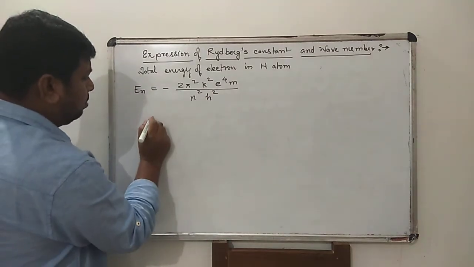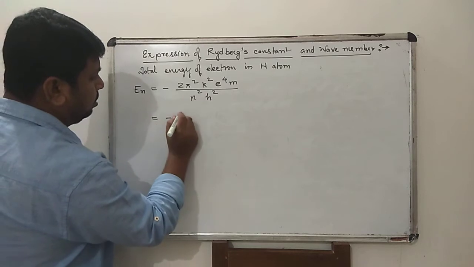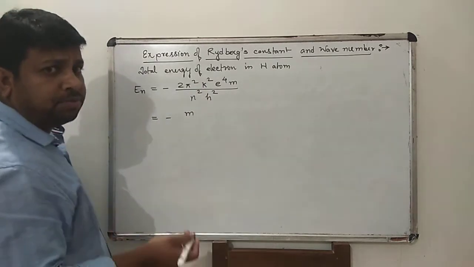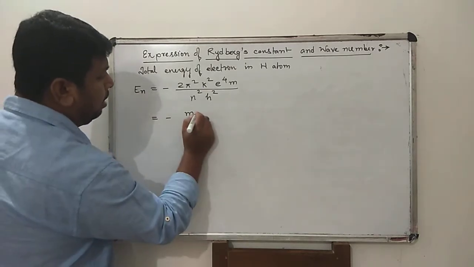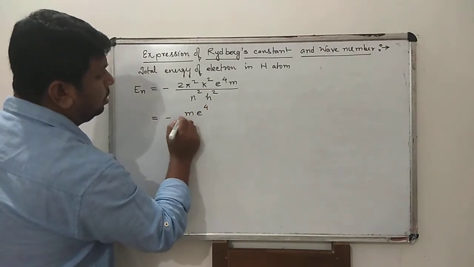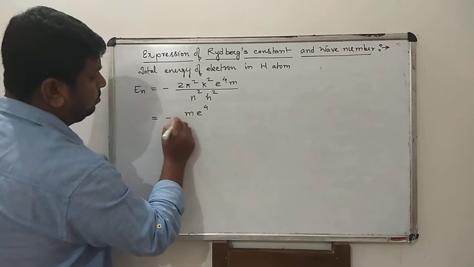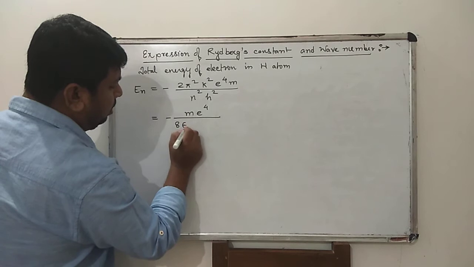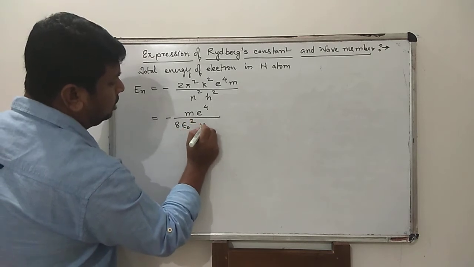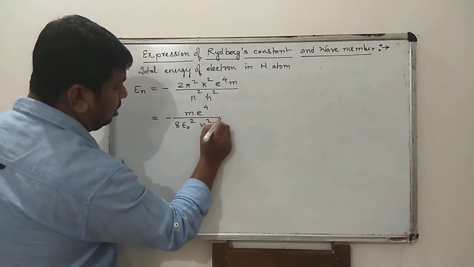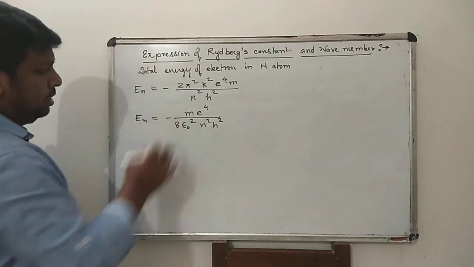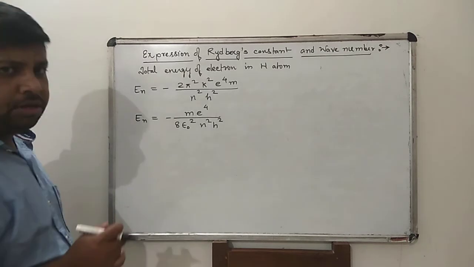Again, in terms of permittivity, we get minus m e to the power 4 divided by 8 epsilon naught square n square h square, if we apply K equal to 1 by 4 pi epsilon naught. So this is the expression of energy in the n-th orbit.